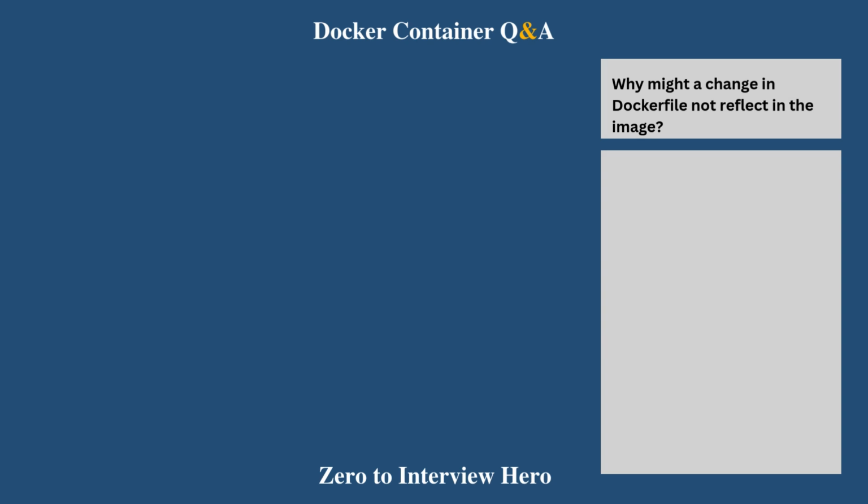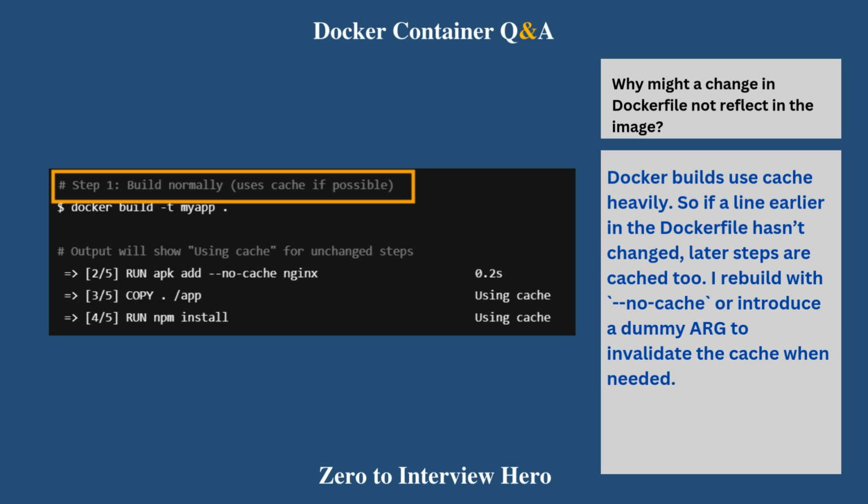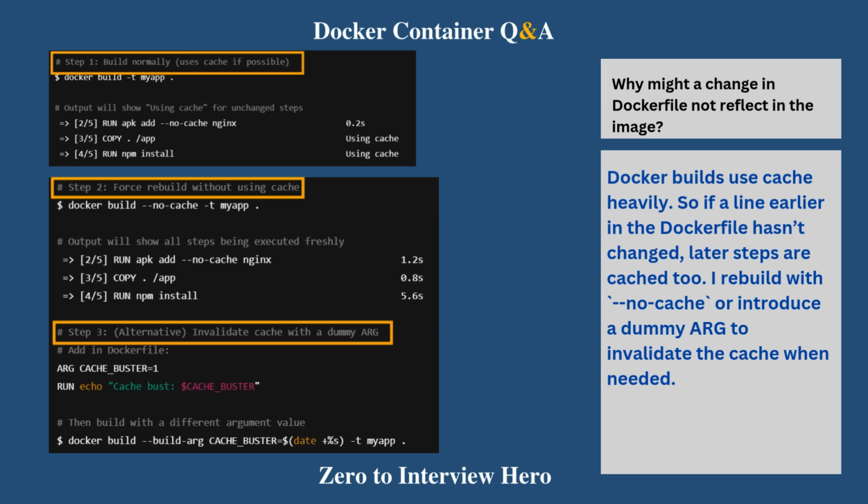Moving on with our next question. Why might a change in Dockerfile not reflect in the image? Here's how you can respond. Docker builds use cache heavily. So if a line earlier in the Dockerfile hasn't changed, later steps are cached too. I rebuild with --no-cache or introduce a dummy ARG to invalidate the cache when needed.